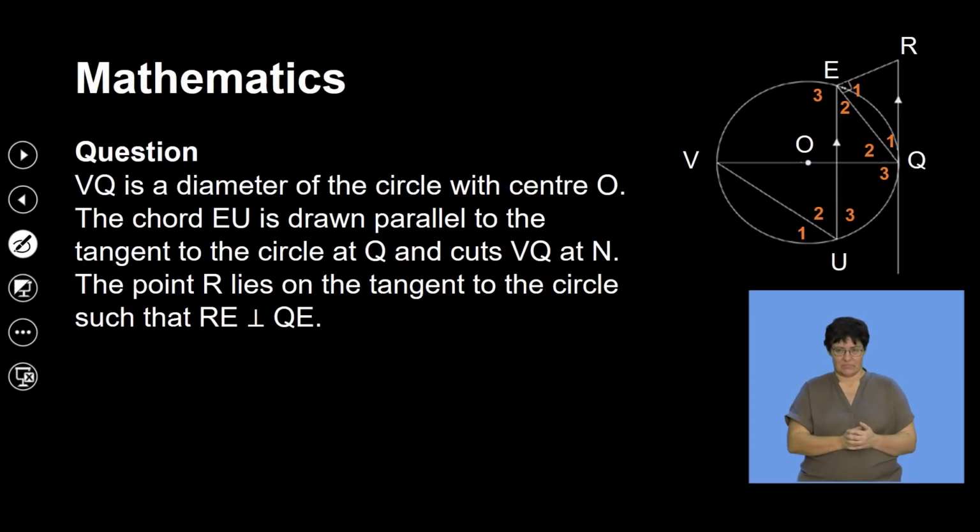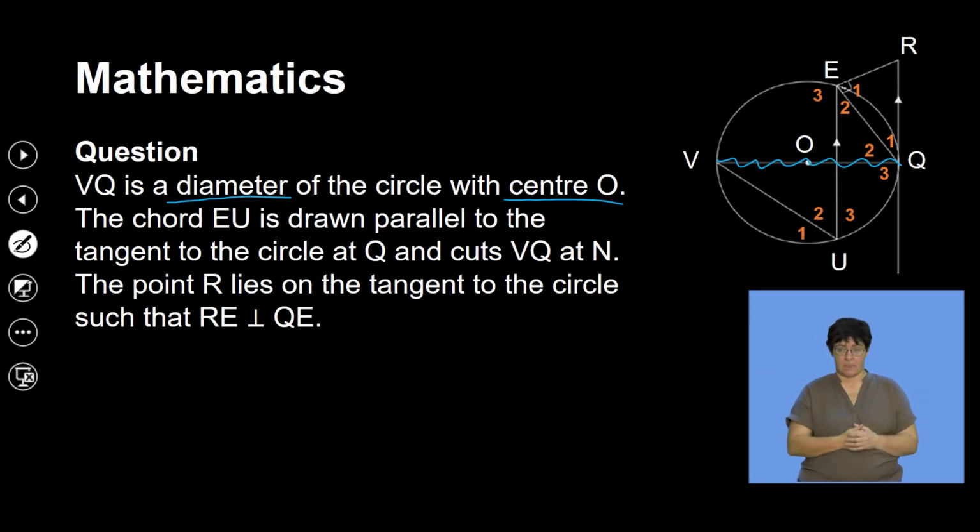Here it says VQ is a diameter of the circle with center O. Immediately I know there's a diameter and a center. I'm pausing there and I want to see whether I can do something on my diagram. If I had any angle that was subtended by this diameter on the circumference of the circle, then I would definitely make it 90 degrees, but there isn't any at this point.